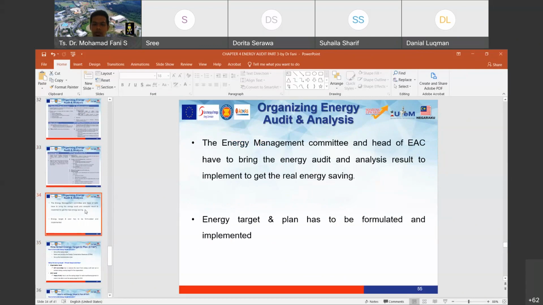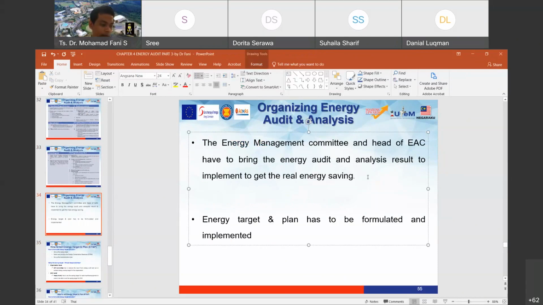The issue with implementation happens in many industries and commercial buildings that have done their energy audit report. They got their report and they do nothing. They do nothing when they receive their energy audit report. So that is a waste of effort, and a waste of the money paid to the auditor.